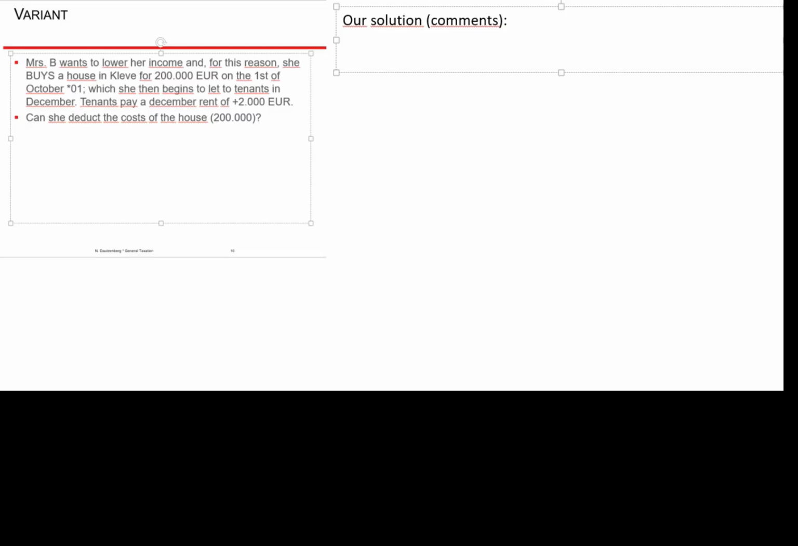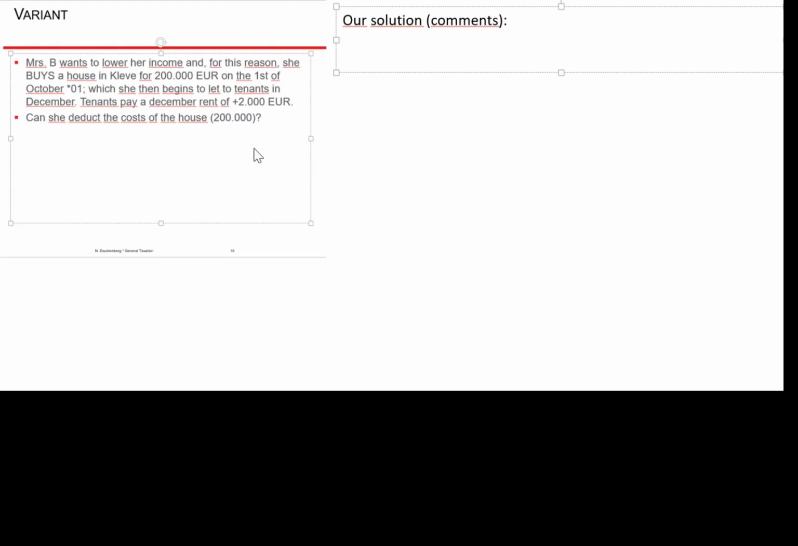So, ladies and gentlemen, now let's create some distraction, confusion, or let's just make the case a bit more complicated, freshen it up a bit, and let's have a look at a small variant of our case. Let's, for example, imagine that Mrs. B wants to lower her income because she has heard from us that her tax will be relatively high, and now she wants to lower her income so that her tax goes down. Now, for this reason, she has, as she thinks, an excellent idea.